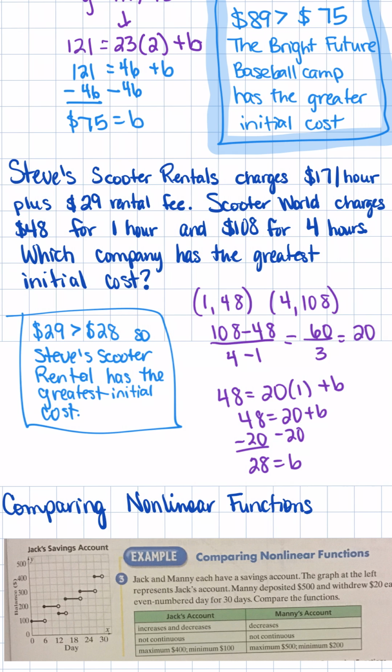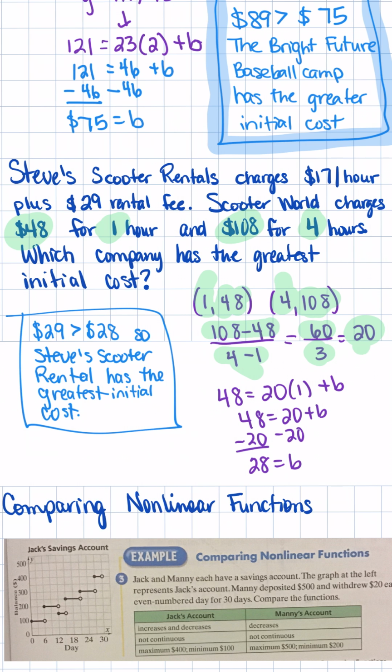And just to recap how I got that, I took the 1 hour is $48, so plug that in for x and y. 4 hours is 108. Subtracted 108 from 48 and I got 60. 4 minus 1 equals 3. I divided that out, got $20.